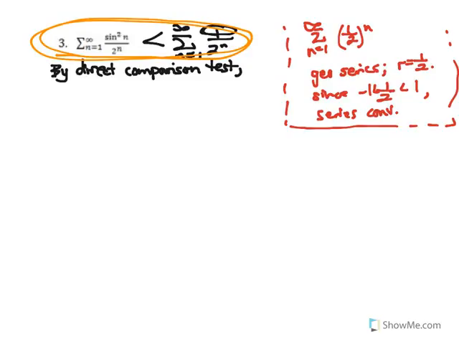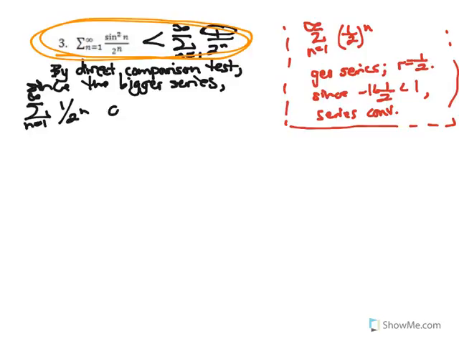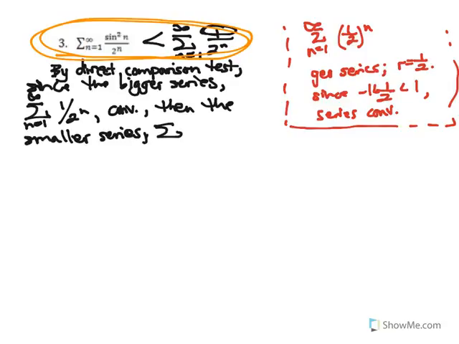What am I trying to say? By the direct comparison test, since the bigger series, which is my summation from n equals 1 to infinity of 1 over 2 to the n, converges, then the smaller series, which is the one we were trying to figure out about, n equals 1 to infinity of sine squared of n all over 2 to the n, converges also.